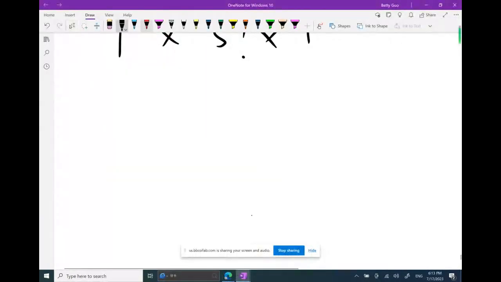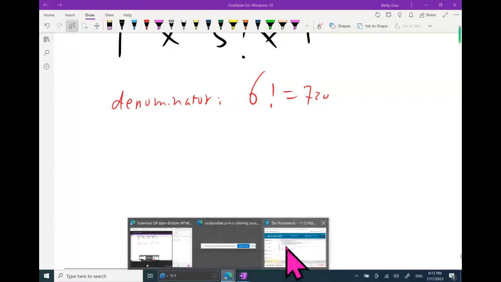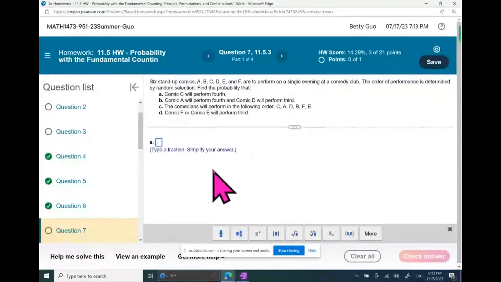P66, or 6 factorial. The denominator is going to be 6 factorial, right? 6 factorial, 720. And we are going to focus on the numerator. In such a theoretical model, we are going to find the following 4 probabilities when we focus on the numerator. Part A: comic C will perform 4th. C will be number 4.